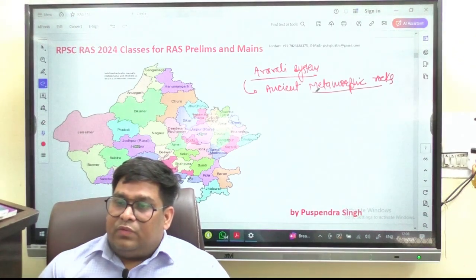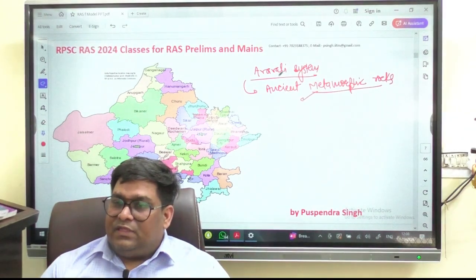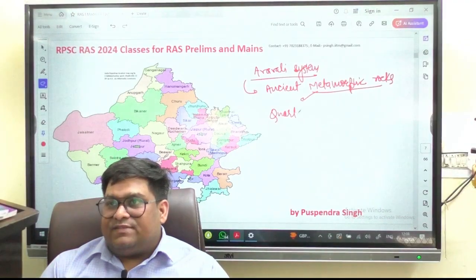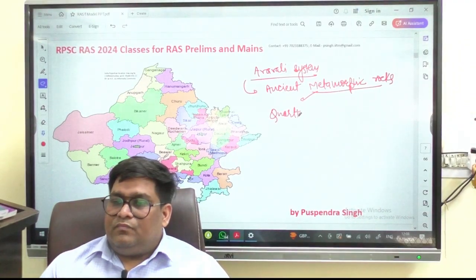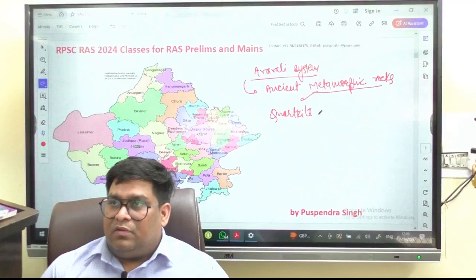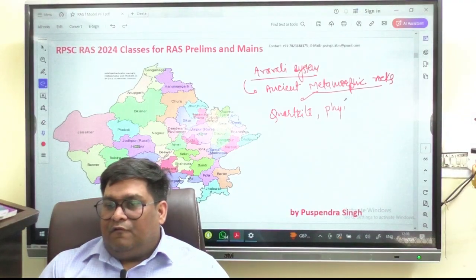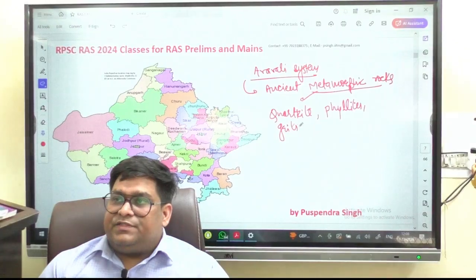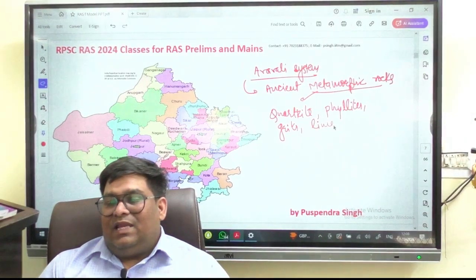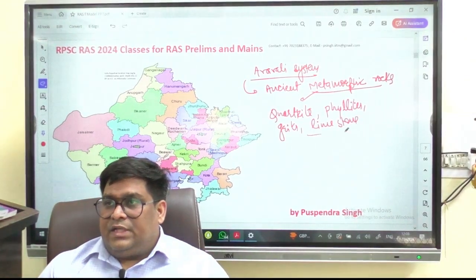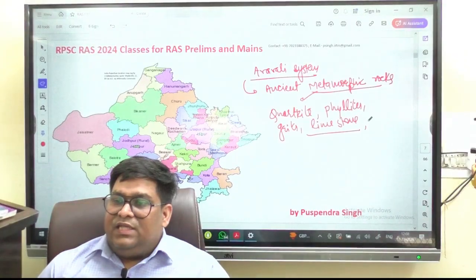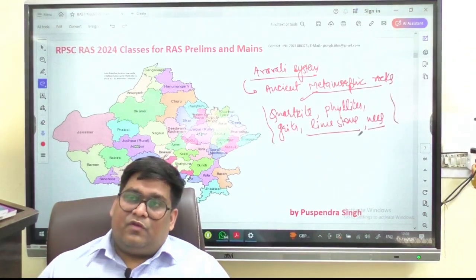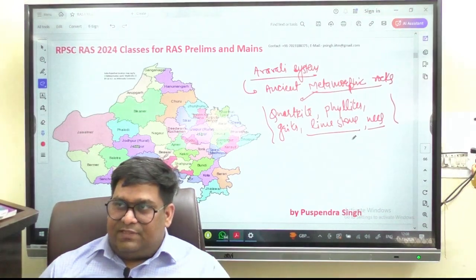So among the ancient metamorphic rocks in the Aravalli system, you will have quartzite. Quartzite is a metamorphic rock. You have phyllites, you have grits, you have limestone, gneiss. So these types of metamorphic rocks you can find in the Aravalli system.